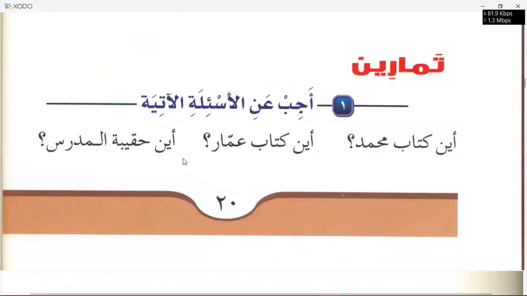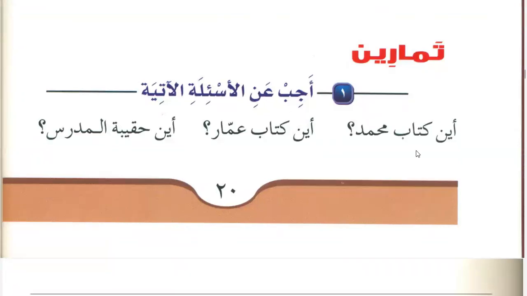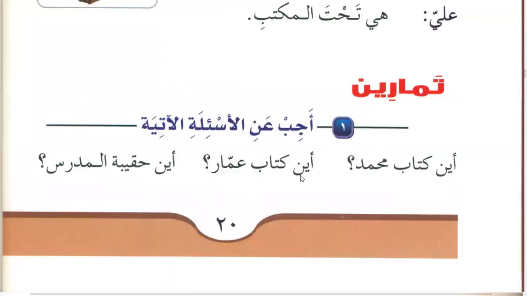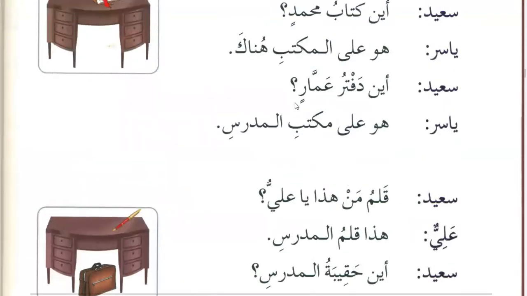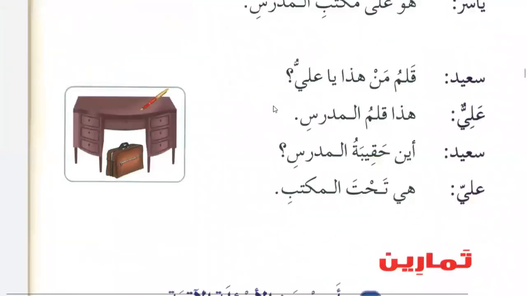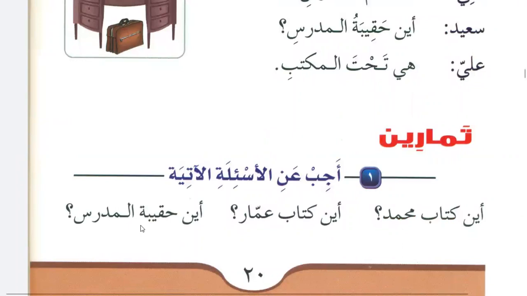Tamarin exercises. Ajib an al-as'ila. Answer the following questions. Aina kitabu Muhammad? Kitabu Muhammad ala al-maktabi. Aina kitabu Ammar? Kitabu Ammar fil ghurfati. Aina hakibatul mudarris? Hakibatul mudarris taht al-maktab.